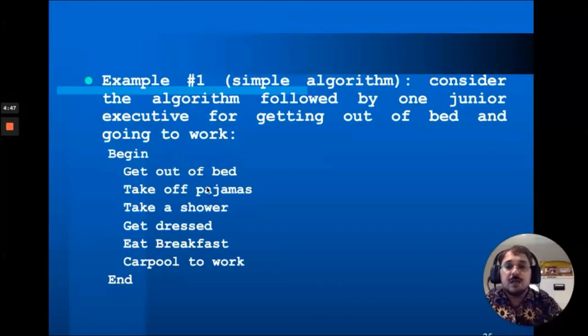So from bed until work, all the steps are defined, right? So can you write like this for coffee? Every one of you?